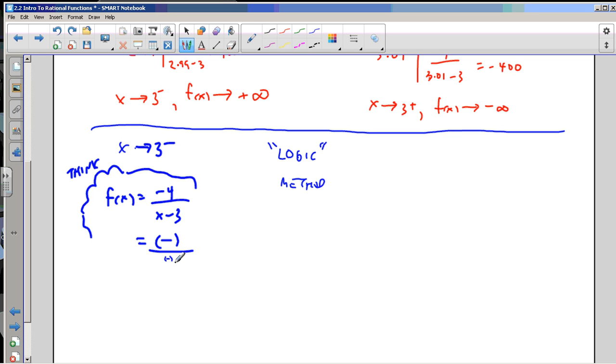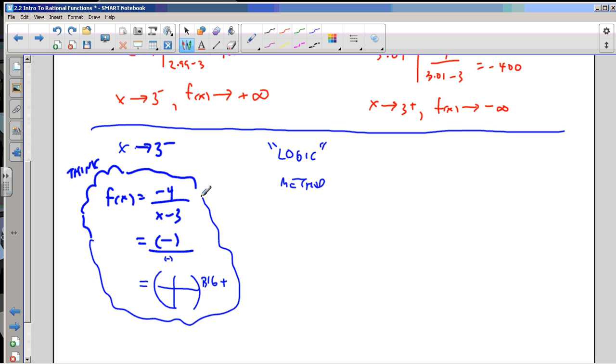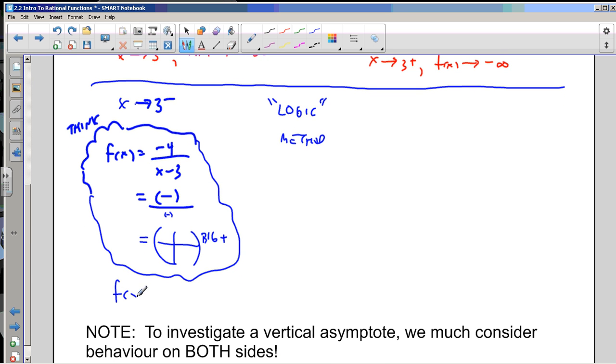And when I divide by a tiny number, it gets big, right? So I get a negative divided by a teeny negative. A negative divided by a negative is a positive, right? Or I think of this as a big positive, right? That's why I wrote it big. And so f(x) goes to positive infinity.